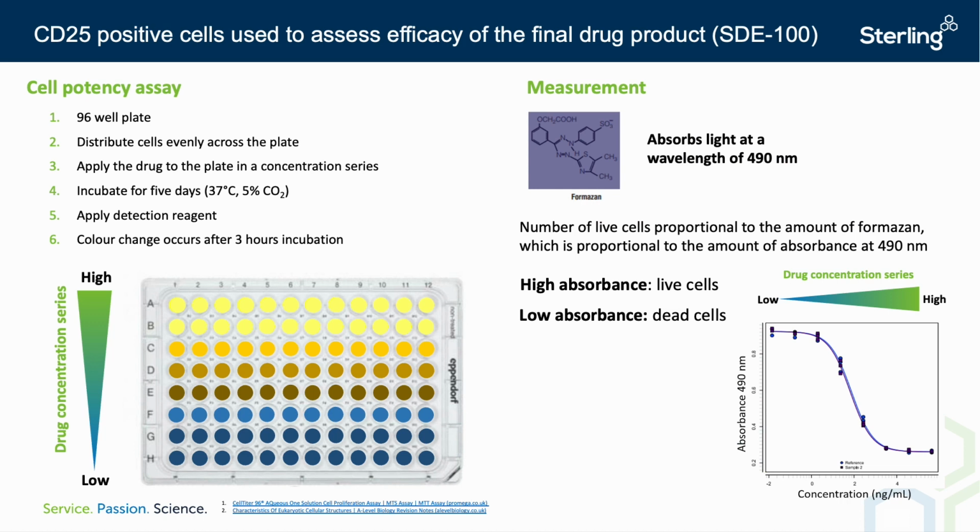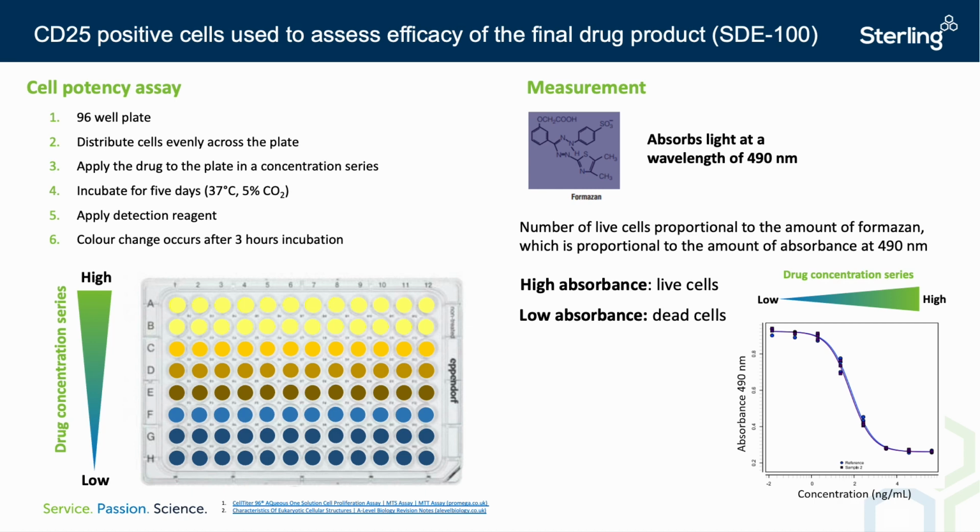So how is this colour change converted to a readout we can analyse? Blue formazan absorbs light at a wavelength of 490 nanometers. The number of live cells in each well is proportional to the amount of formazan, which is proportional to the amount of absorbance at 490 nanometers. A high level of absorbance is equivalent to a high proportion of live cells in the well. A low level of absorbance is equivalent to a high proportion of dead cells in the well.